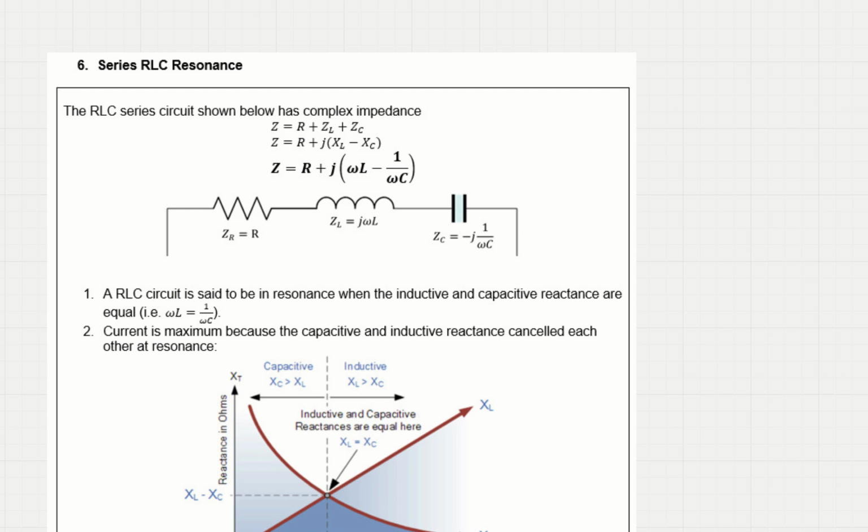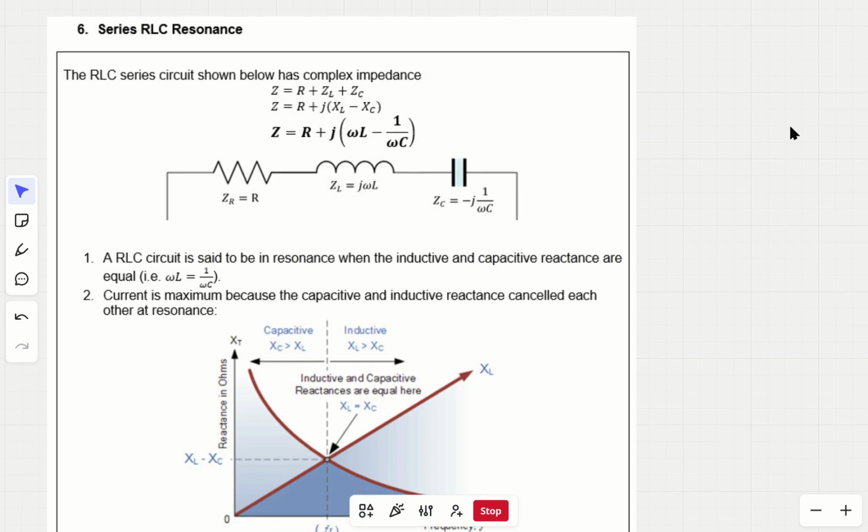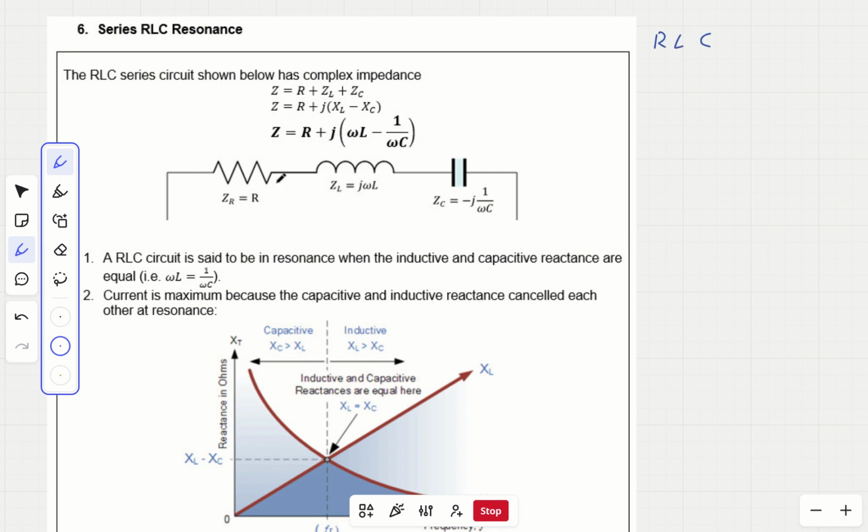In this lesson, we will learn about series RLC resonance. As we have seen previously, if an RLC circuit consists of R, L, and C in series, then for the total impedance we can just sum all these three impedances, in which we'll get this equation.